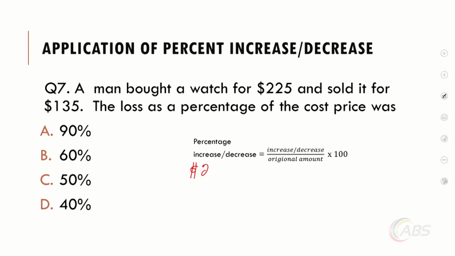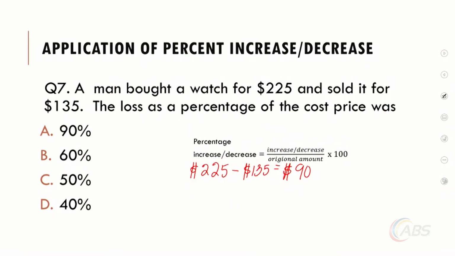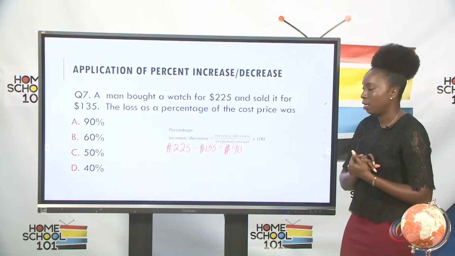And if we have 225 and we take away 135, we're going to get $90. So he's operating at a $90 loss. And as you can see here on the screen, there's a formula for percentage increase or decrease. And all this means is that we're going to put the loss that we would have found, in this case, $90, over the original amount.